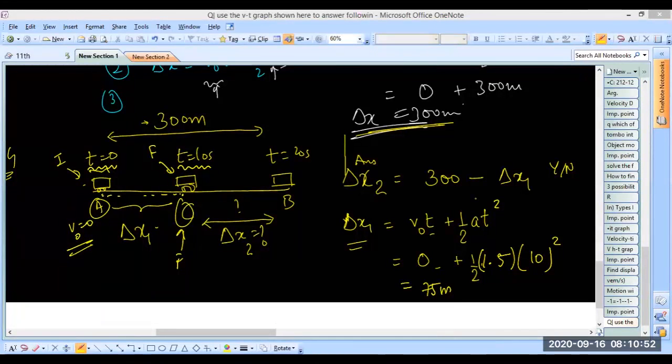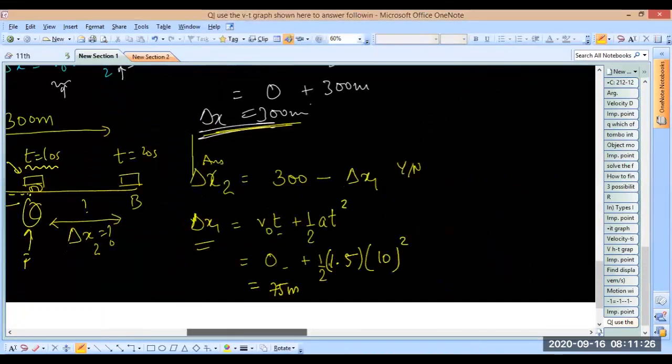So what will be the final answer? If this is 75 meter, what will be the final answer? Yes, Divya, well done. Kathan, well done. Yes, Pina. Unit, Dikshita. Please be careful in addition and subtraction. So the answer is going to be 225 meter, right?